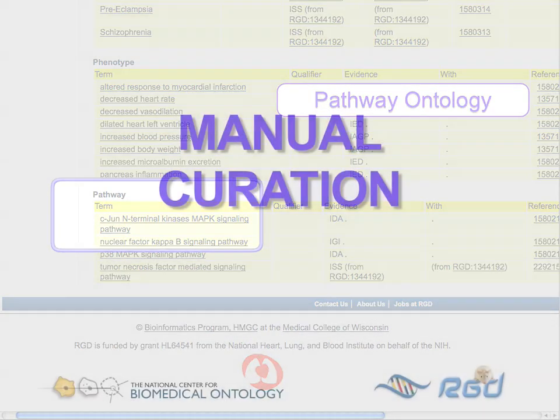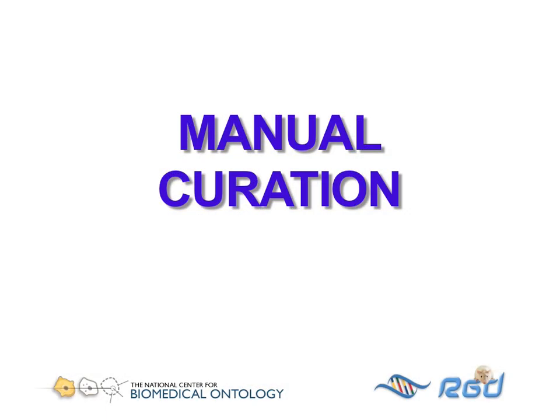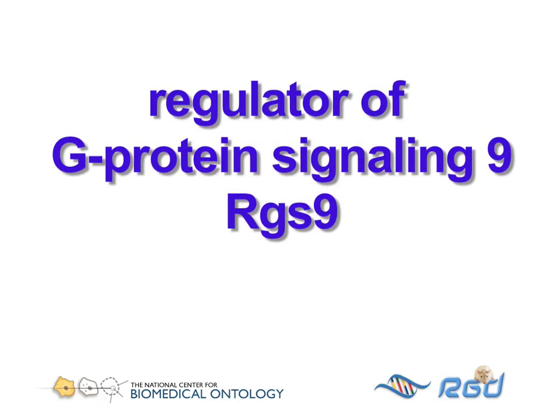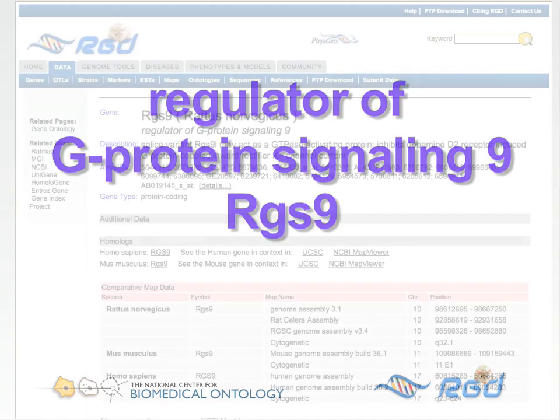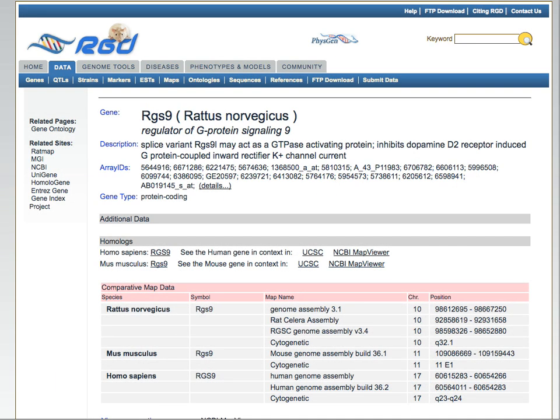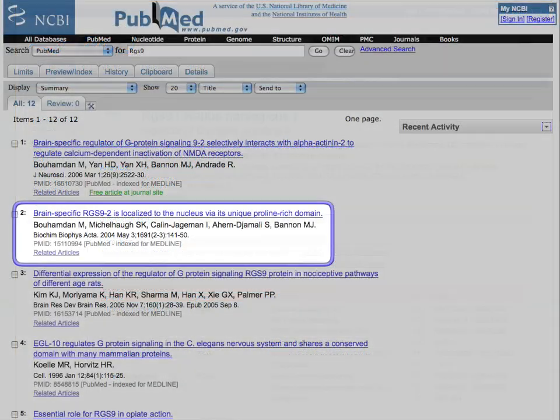There are several ways by which this information is attached to gene records. The first is through the process of manual curation. Scientific curators read papers, extract the applicable data, and attach that data to gene or protein records through the use of ontology annotations. Let's use the gene regulator of G-protein signaling 9, or RGS9, as an example. The literature for that gene includes this paper. Brain-specific RGS9-2 is localized to the nucleus via its unique proline-rich domain.